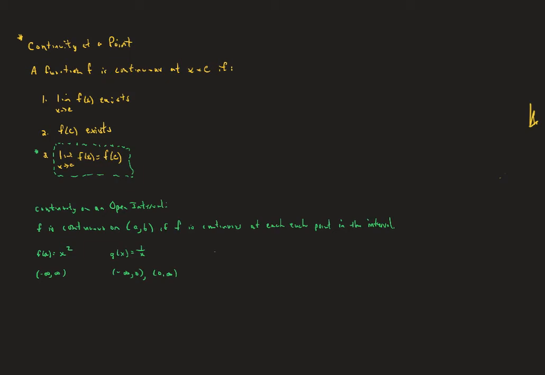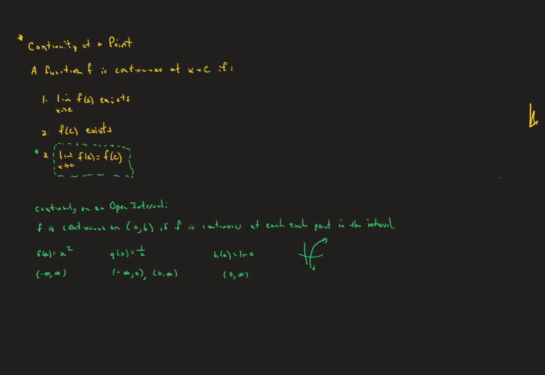Say something like h of x is natural log of x. If you remember, you see the graph of log x is there. That's going to be continuous on the interval from 0 to infinity.